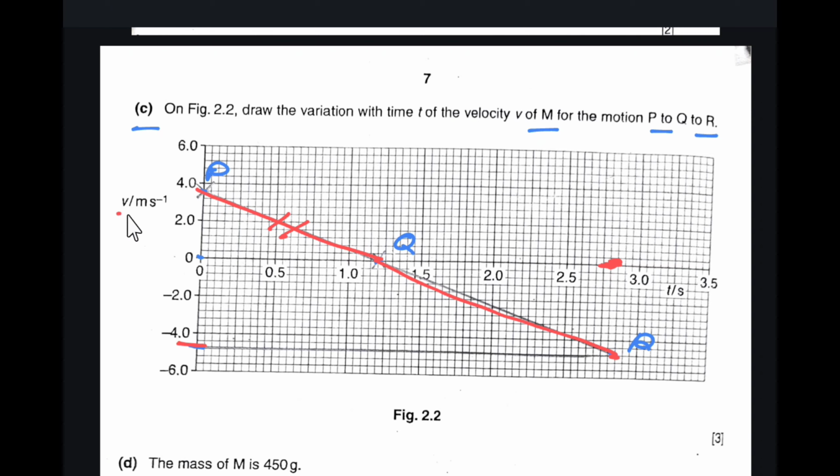And for a velocity time graph, you must remember that the gradient of the velocity time graph gives us acceleration.